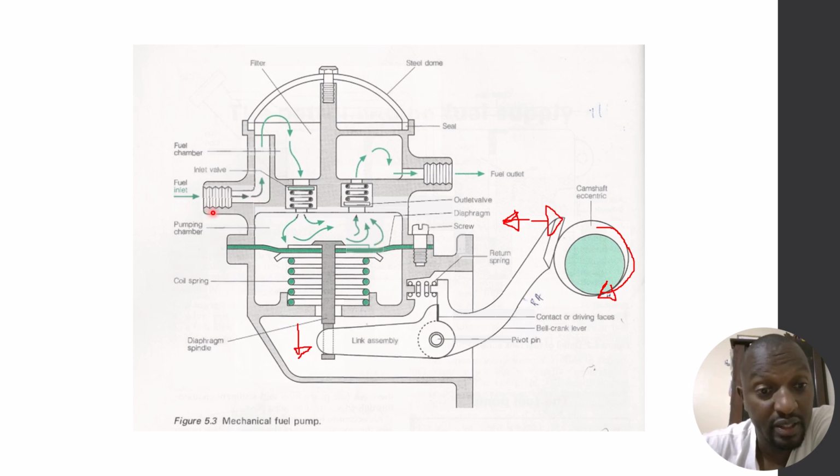into the fuel inlet and into the fuel chamber, where a filter here removes any impurities, and this depression will cause this valve here to open downwards against this spring, allowing fuel to fill the pumping chamber.